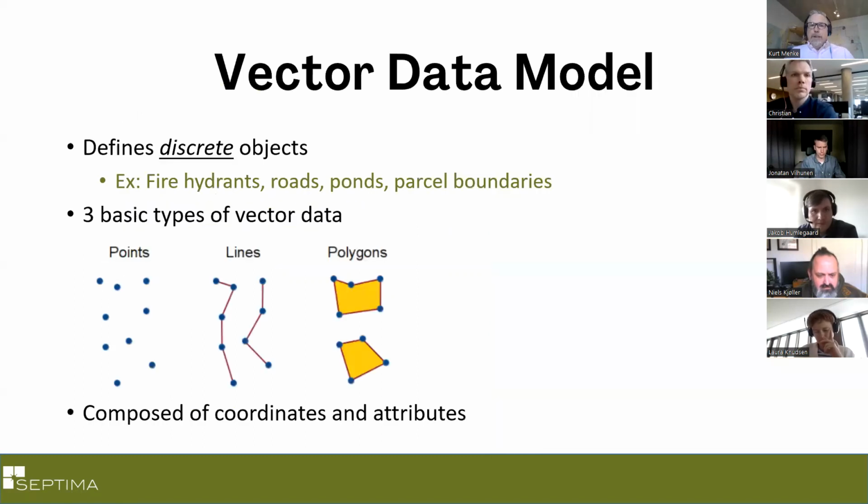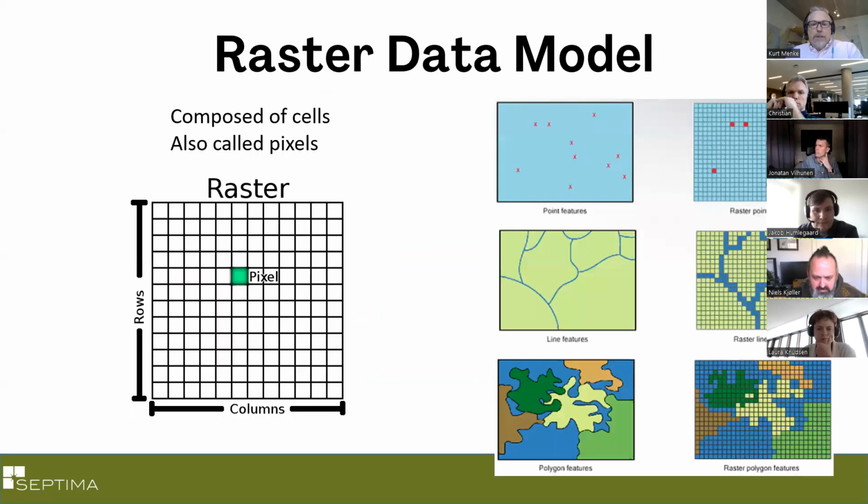And the vector data model is really best suited for discrete objects, points, lines, and polygons. So this is what a lot of us start out using, and I think it's probably used much more widely than raster data because it incorporates a lot of the urban infrastructure that we all work with. But the raster data model is very useful and powerful as well.